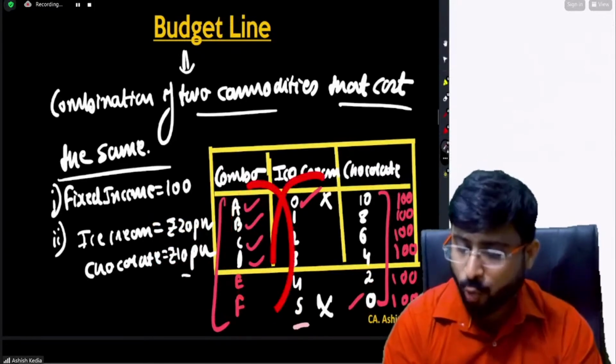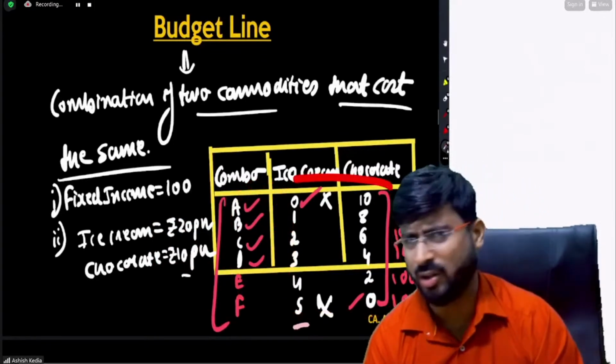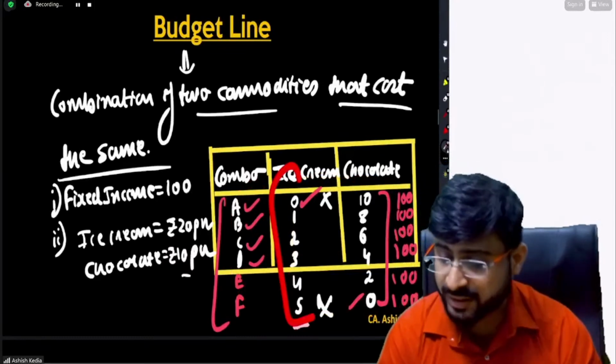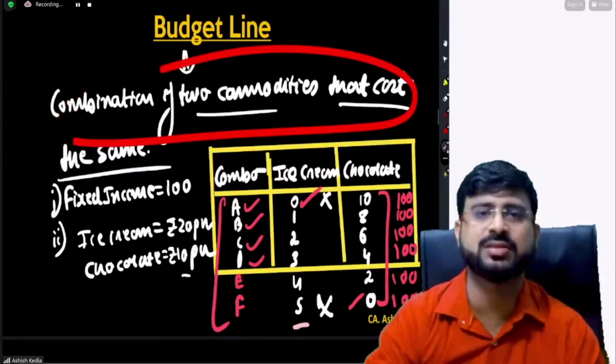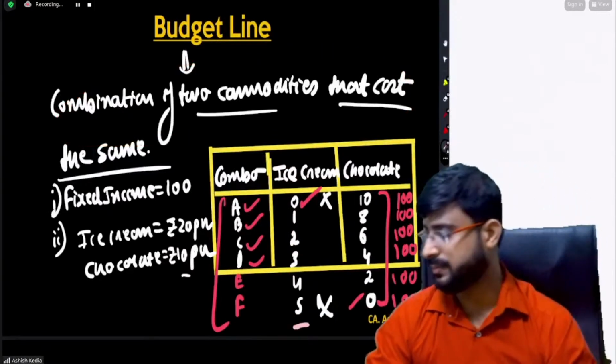What is common in these combinations? Not the level of satisfaction, but the level of total cost that is incurred. This is what a budget line reflects. Hopefully it's crystal clear, everyone.